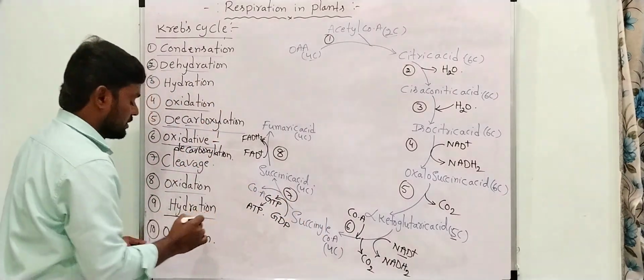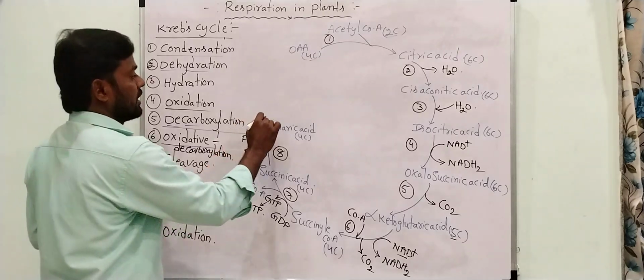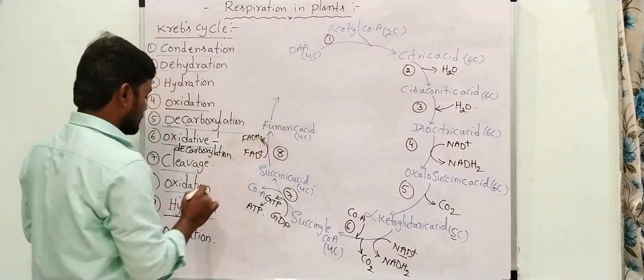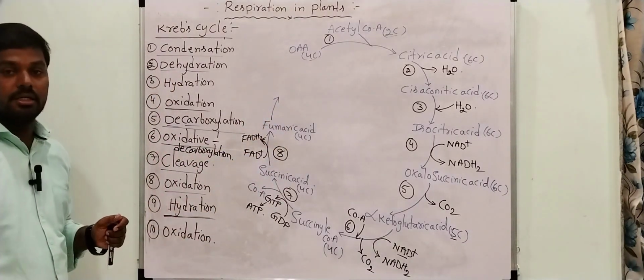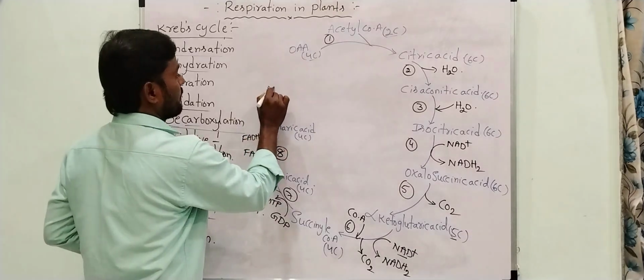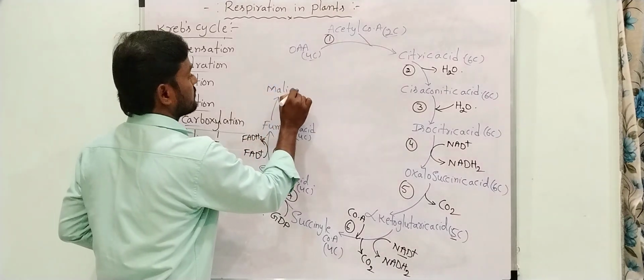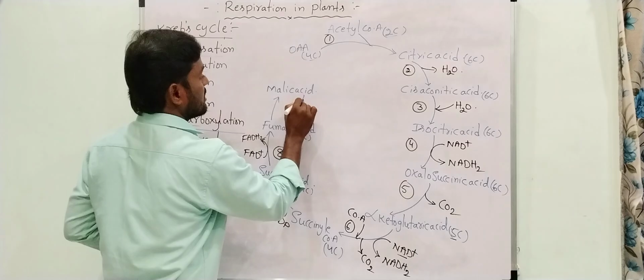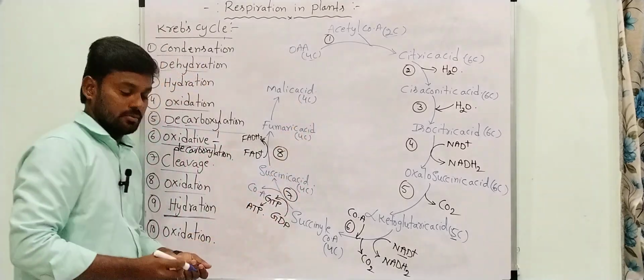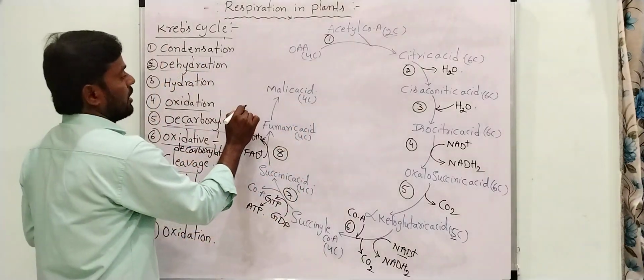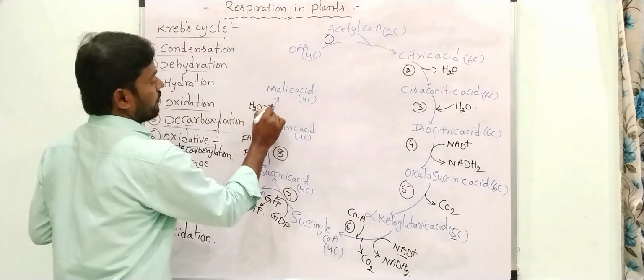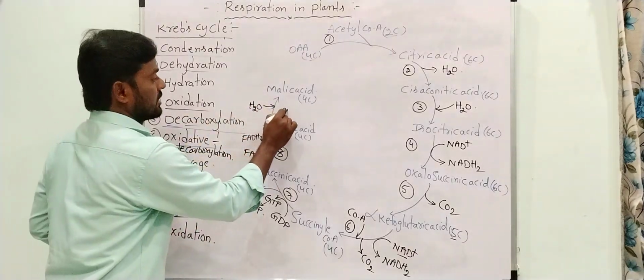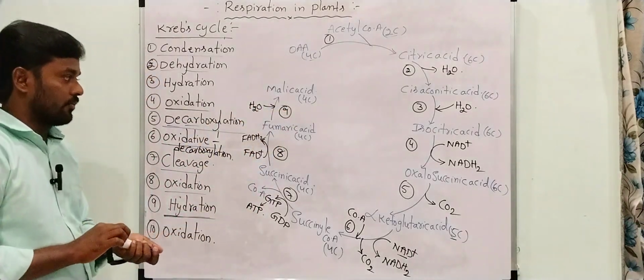Next, ninth reaction. Fumaric acid undergoes the next, ninth reaction. What is the ninth reaction? Hydration, to form malic acid. Malic acid is also a 4 carbon compound. Okay, hydration means addition of water. Okay, this is the ninth reaction of the Krebs cycle.